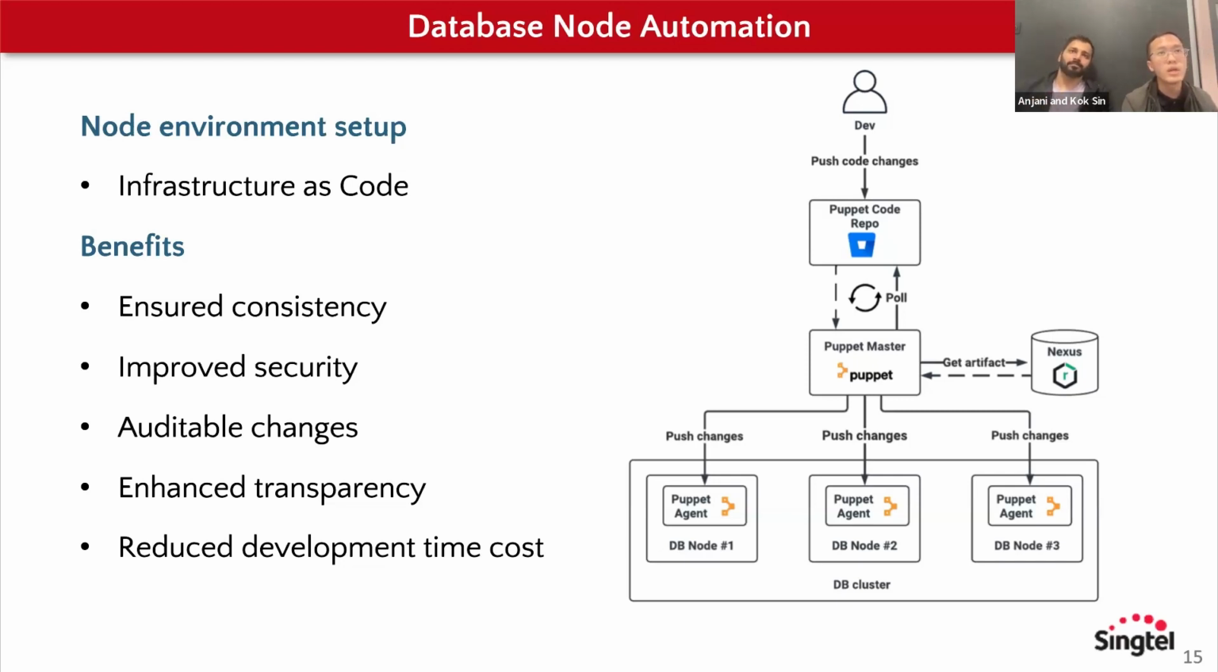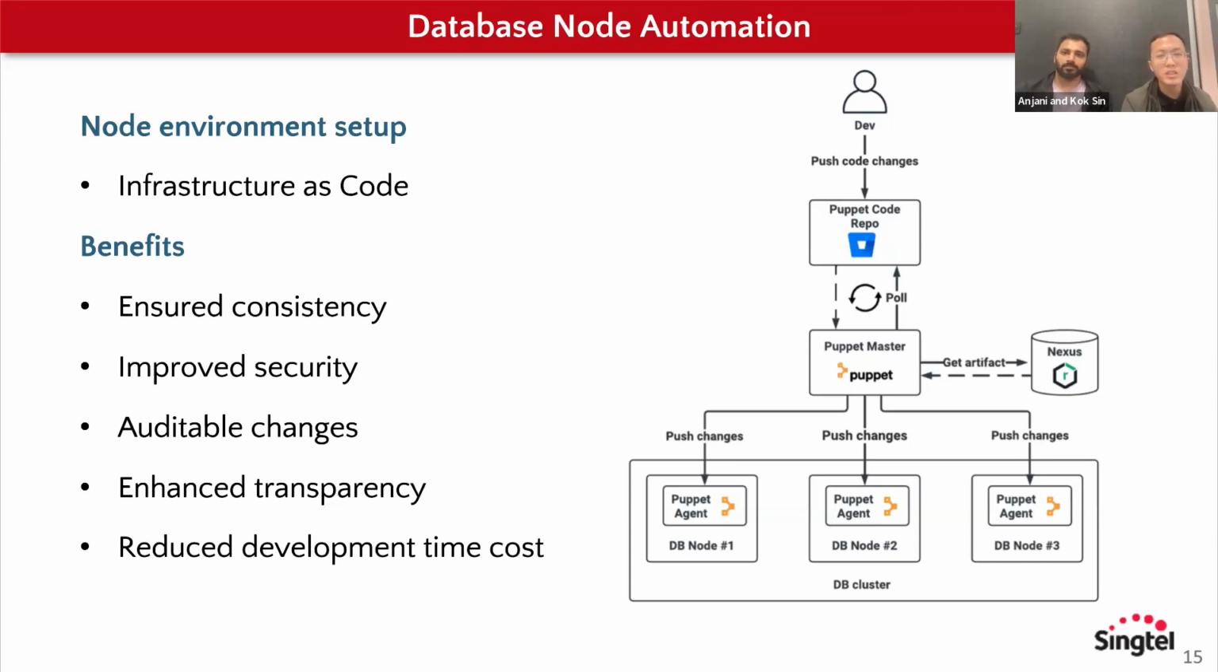So one of the ways to resolve this is to apply infrastructure as code, which in Singtel we are using Puppet for. I'd like to walk you through what the development process looks like. At first, if there are any changes, the developers will push the code changes to the code repository. After the review process is done, we merge into the master, and the Puppet Master will hold the changes every 15 minutes. If there are any changes, it pushes them to all the data nodes that have the Puppet agent installed.